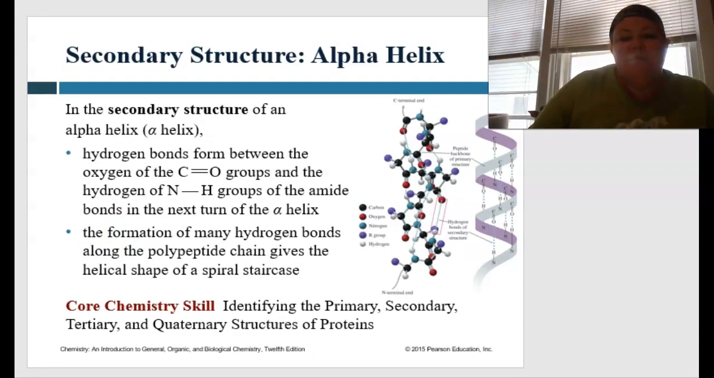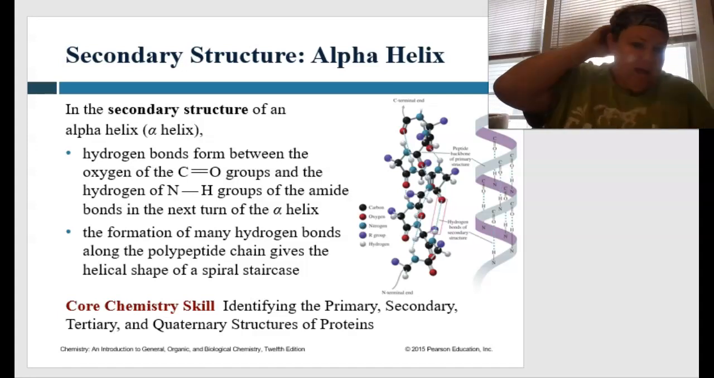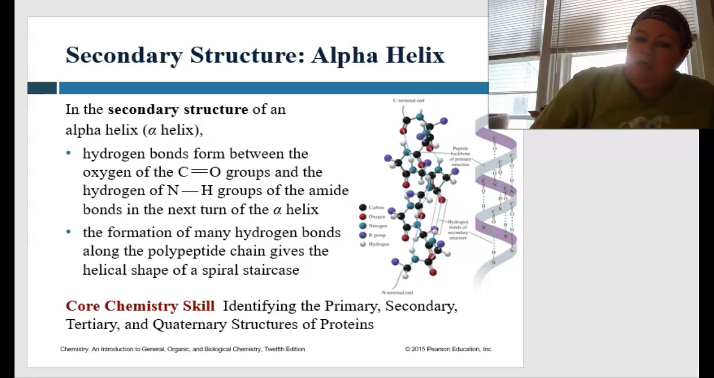So the secondary structure of an alpha helix is what forms when hydrogen bonds form between the oxygen of the CO groups and the hydrogen of the NH groups of the amine group in the next turn of the alpha helix. The formation of many hydrogen bonds along the polypeptide chain gives the helical shape of that staircase.